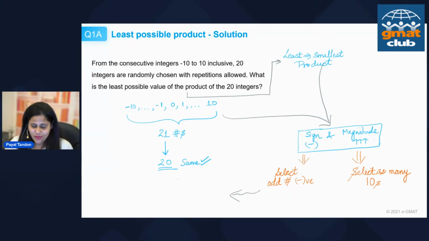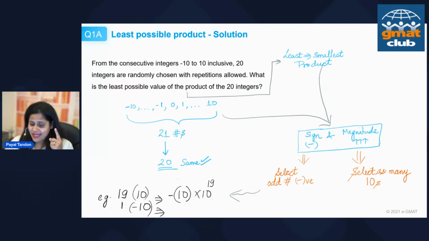Now, one possible case over here could be, and again, I'm just presenting one possible case. You could select 19 tens and just one -10, and that's going to give you -10 times 10 to the power 19, which means from magnitude standpoint, you have 10 to the power 20, and you have a negative sign, which is choice E, right? Now, you could have selected 19 -10s and one +10. You could have selected that as well. You could have selected 17 -10s and 3 +10s, right? So whichever combination you do, you have to make sure that you're selecting odd number of negative numbers and you're selecting as many tens as possible. And that's it. Choice E is the correct answer over here.